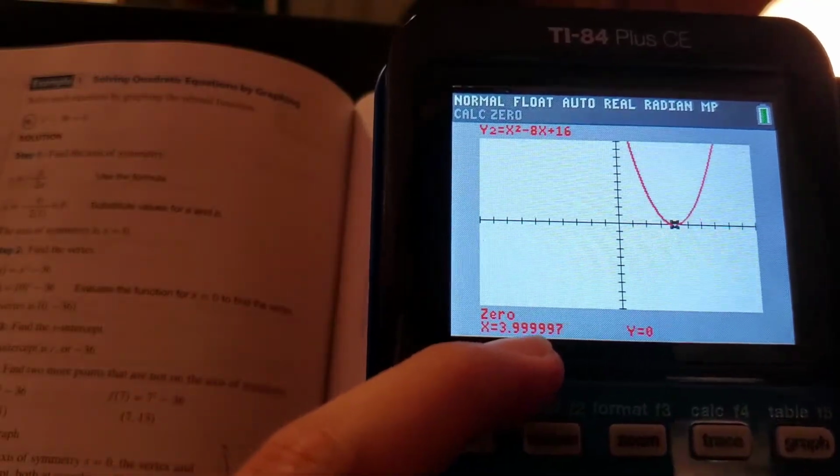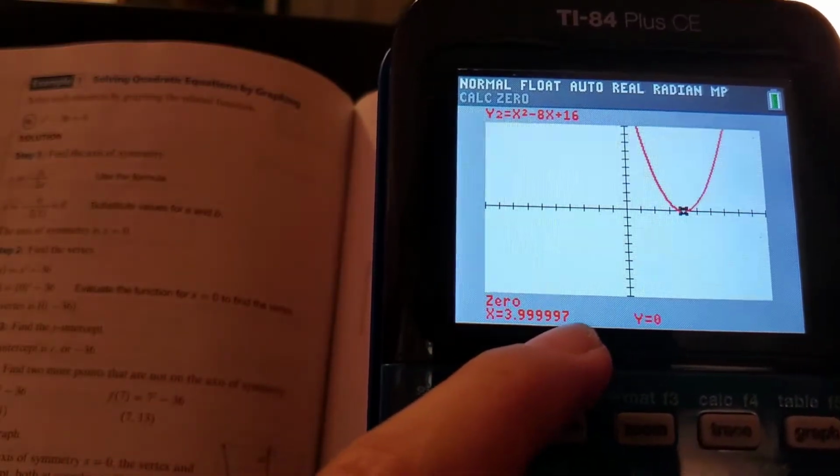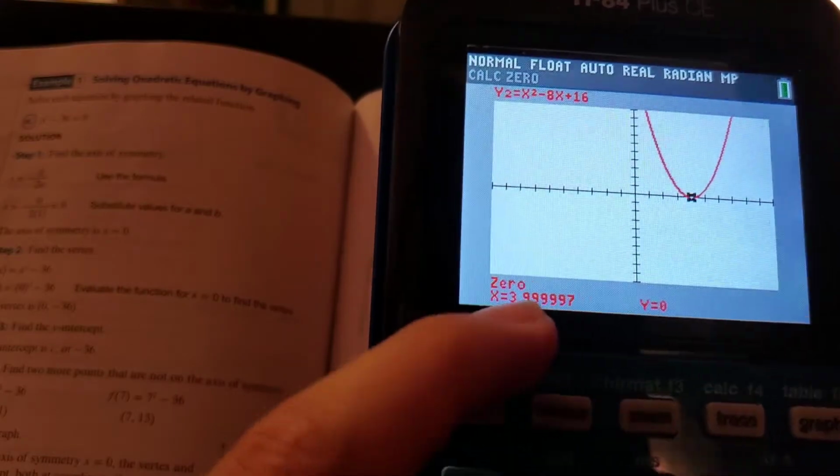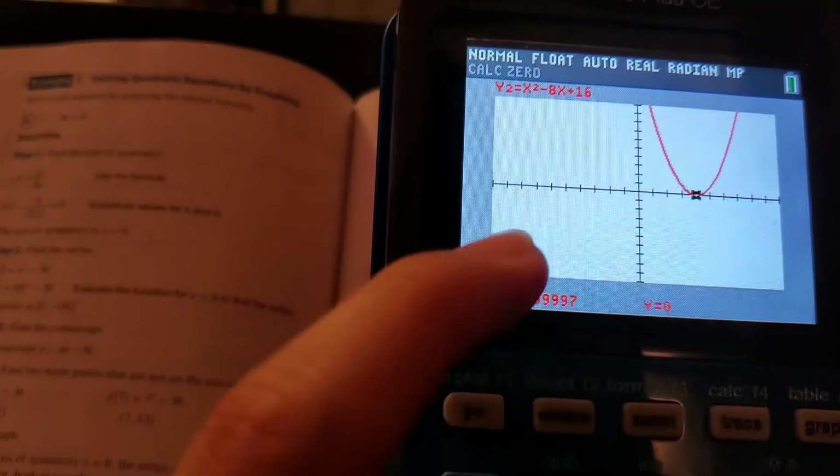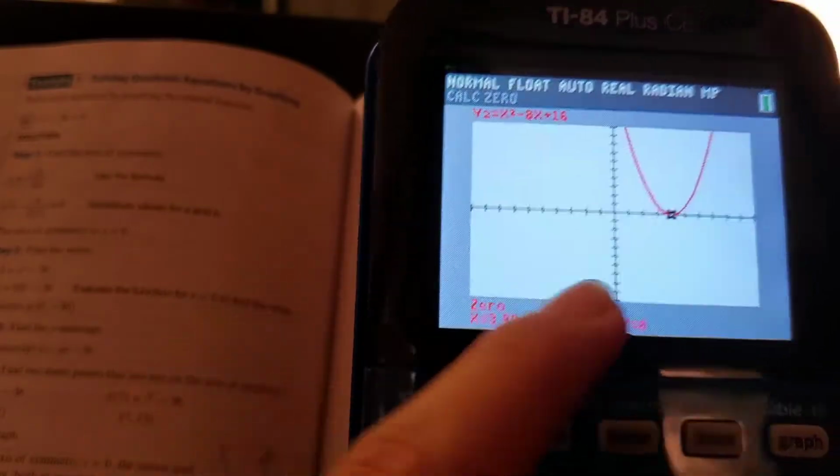So the 0 is about 3.9999997. In this case, the calculator is rounding. I don't know why it's rounding down because it should be 4. But again, it should be 4.